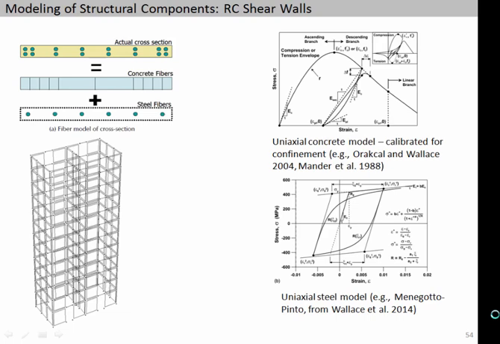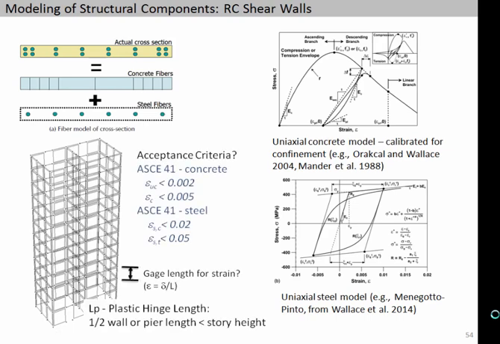John Wallace most recently has done a lot of work, so in some of his papers you could find the updated information. But for example, the concrete models still go back to Mander's model. And in analysis and in programs, sometimes you find piecewise linear approximations to this, and the uniaxial steel models.